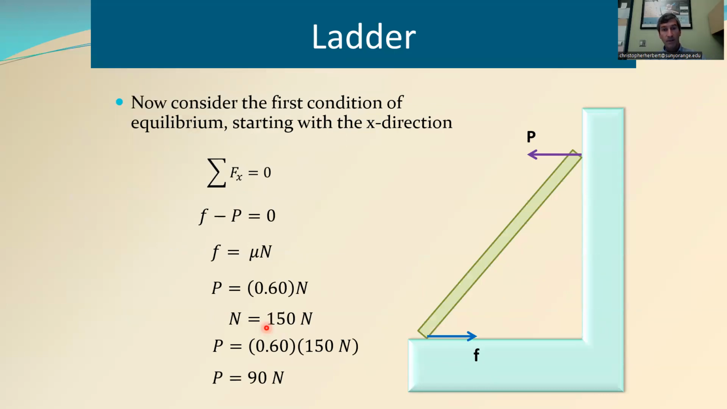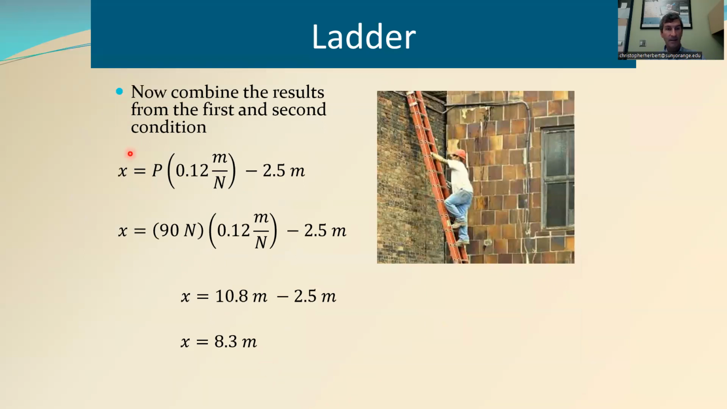Now I'm going to do the sum of the forces in the x direction. The normal force is 150. The frictional force right before this slips is mu times N. Okay, so F minus P is going to be equal to 0. So I get a pushing force of 90 newtons. Okay, so now I can plug that back into this equation here. 90 newtons times 0.12 minus 2.5. I get 10.8 meters minus 2.5 meters. You can climb up to 8.3 meters before the ladder starts slipping.